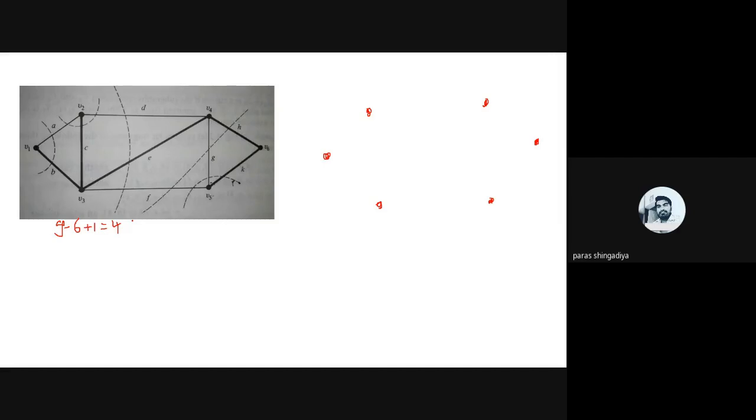Convert this graph into the tree. So let us create its spanning tree and check that the tree covers all the vertices and no cycle is present. So this edge I consider in the spanning tree. Okay, here there is a triangle, so at least one edge I need to remove.